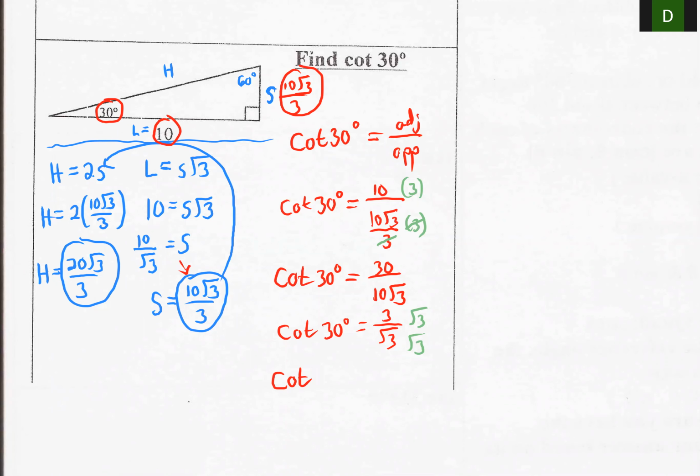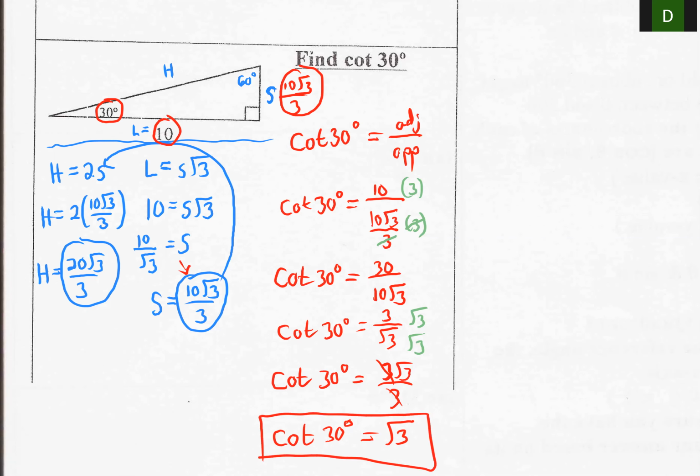So cotangent of 30 degrees equals, we have 3 radical 3 on top. On the bottom, radical 3 times radical 3 is radical 9, which is just 3. And then the 3's cancel out, and now I'm done. Cotangent of 30 degrees. So that was a lot of simplifying. Usually it's not that much work to simplify, but this one, it is. So cotangent of 30 equals square root of 3.